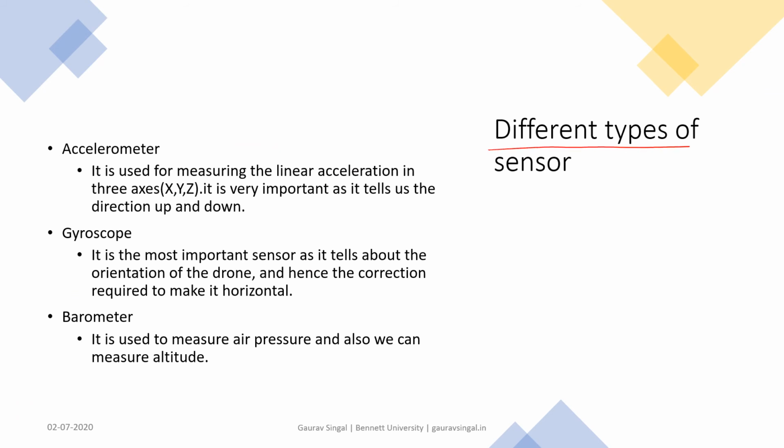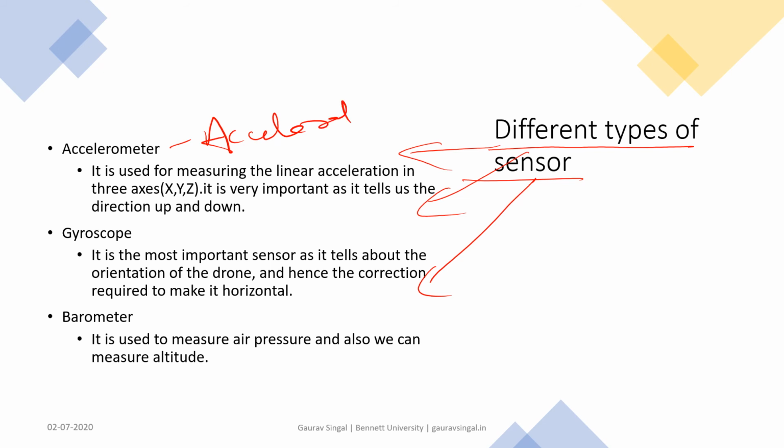So there are multiple kinds of sensors. I'm just listing the three basic ones: accelerometer, gyroscope, and barometer. The accelerometer is used for acceleration. You want to check the acceleration of the drone in the X direction, in the Y direction, in the Z direction.